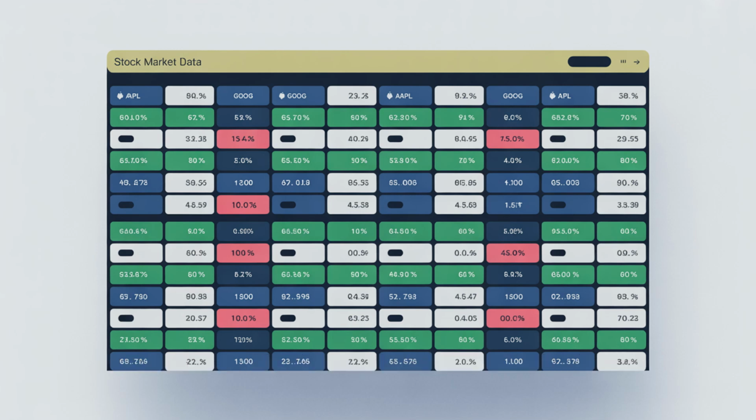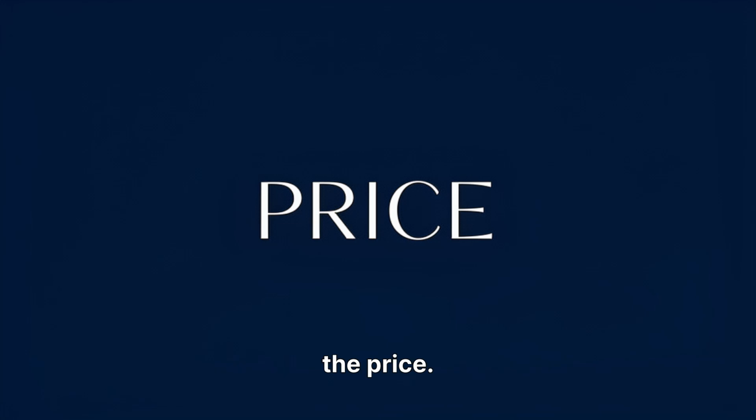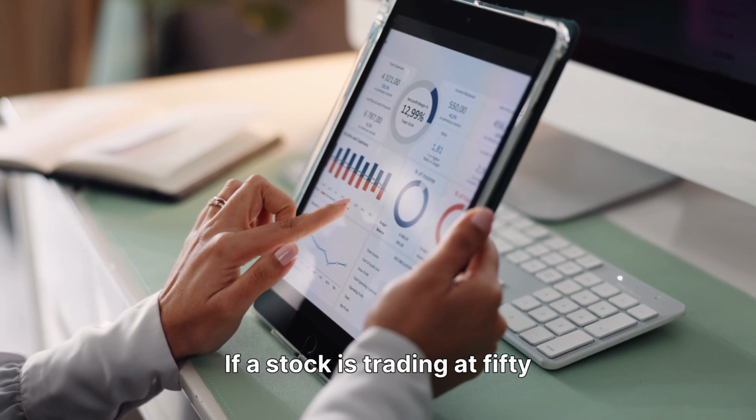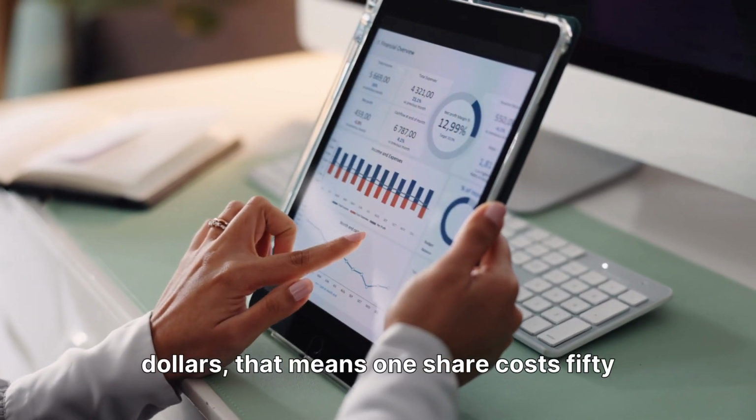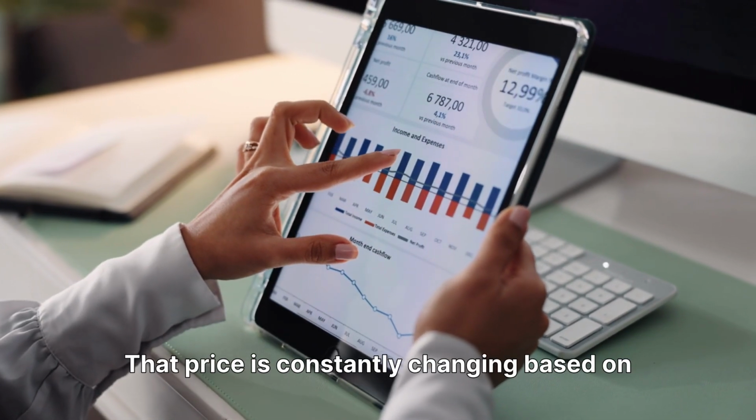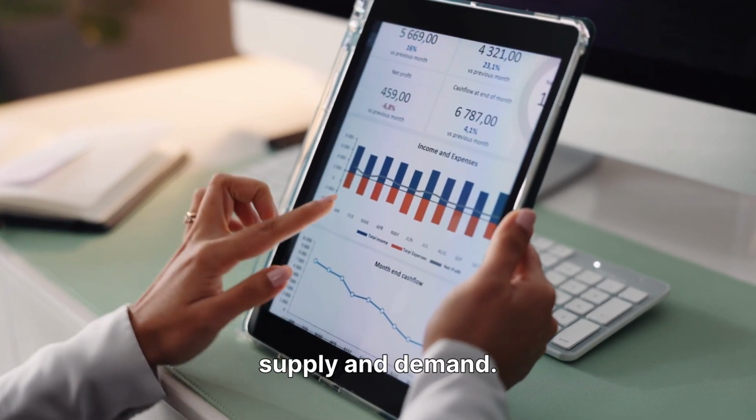Let's break it down. The first number you'll always see is the price. This is the current price of one share of the stock, or ETF. If a stock is trading at $50, that means one share costs $50 right now. That price is constantly changing based on supply and demand.